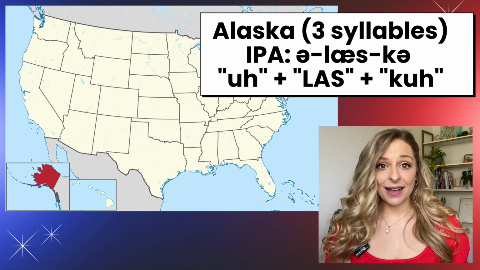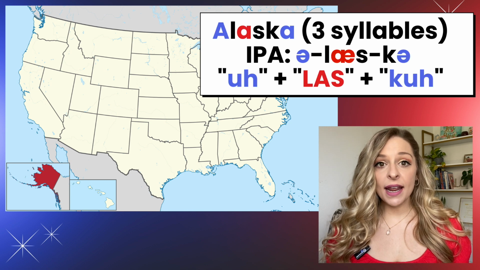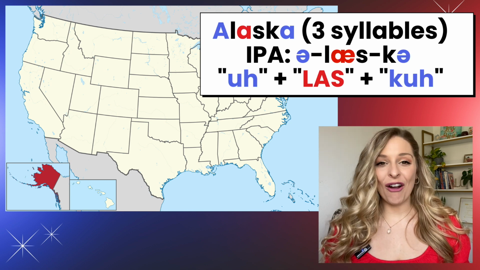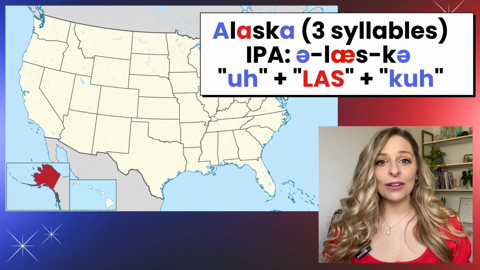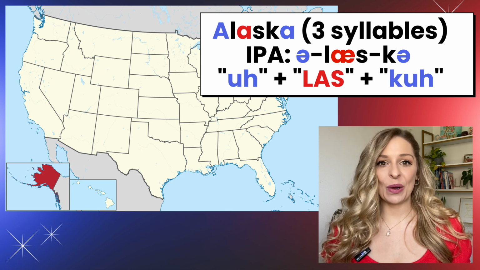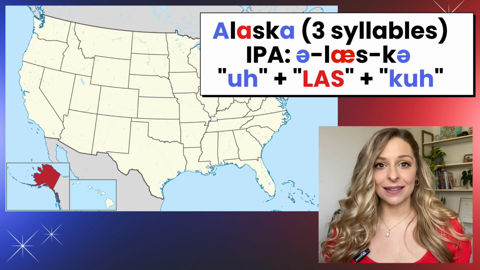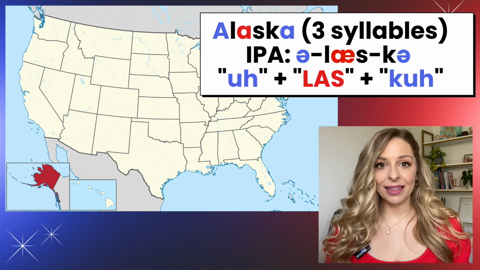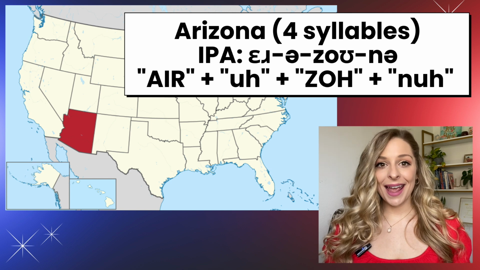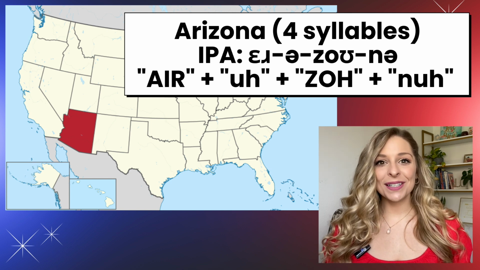2, Alaska. Again, we have a lot of A's. The first and the third A are a schwa sound, and the middle A is an A sound. And the stress is on the second syllable. Alaska.